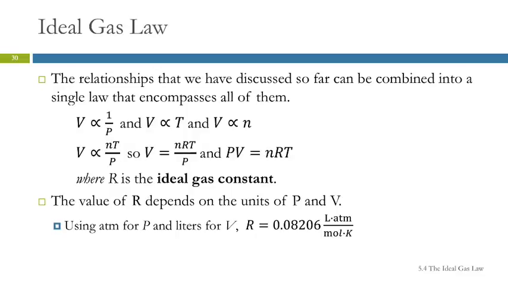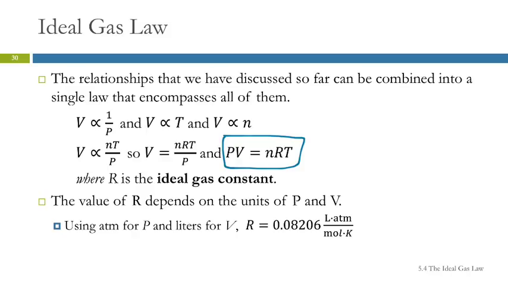So this brings us to the ideal gas law. All of those simple gas laws, and there's one more called Gay-Lussac's law, can be combined into a single law that incorporates all of them. And we call that the ideal gas law, and it's PV equals nRT. It's another one you need to know.